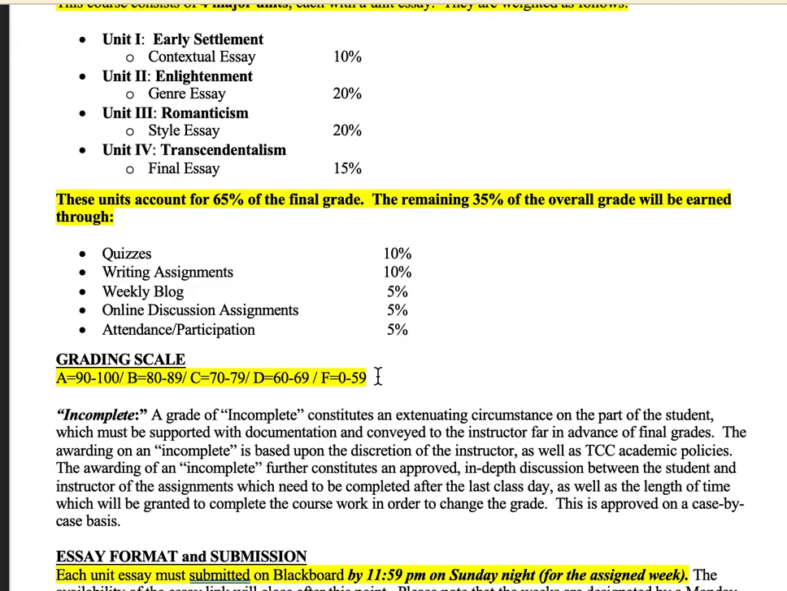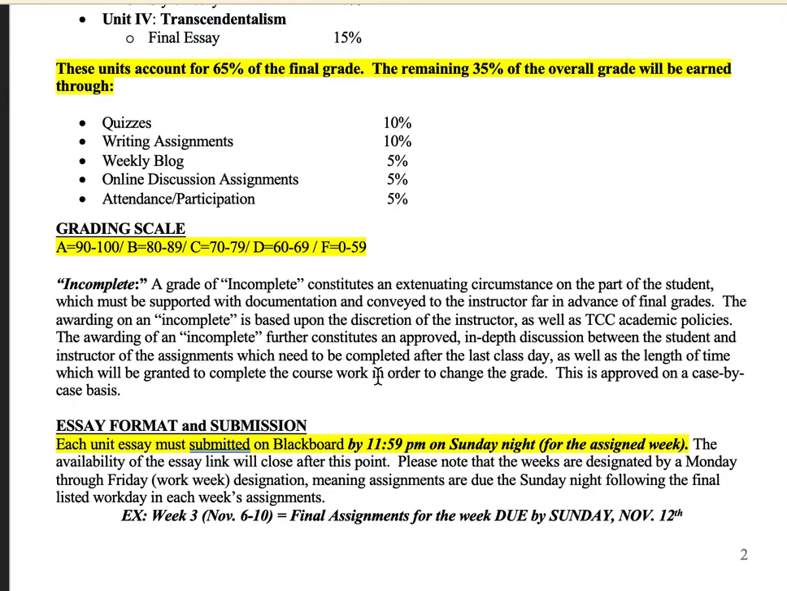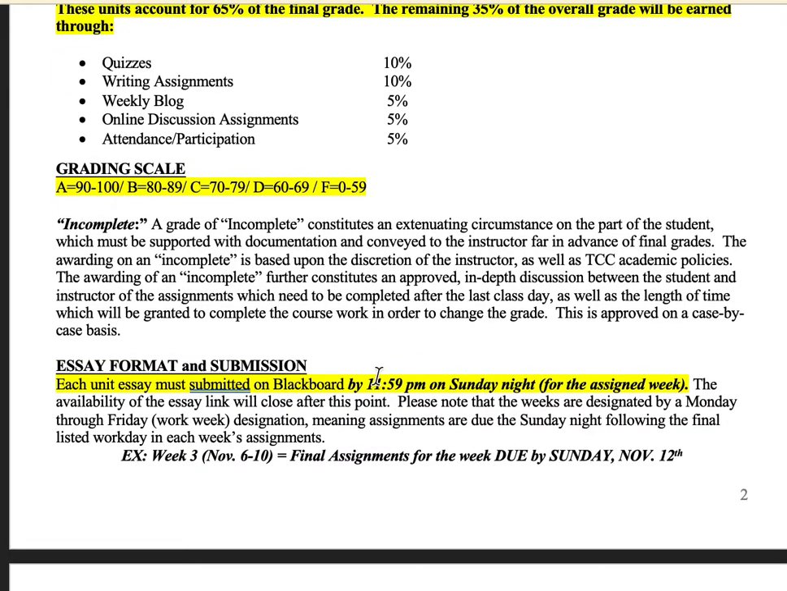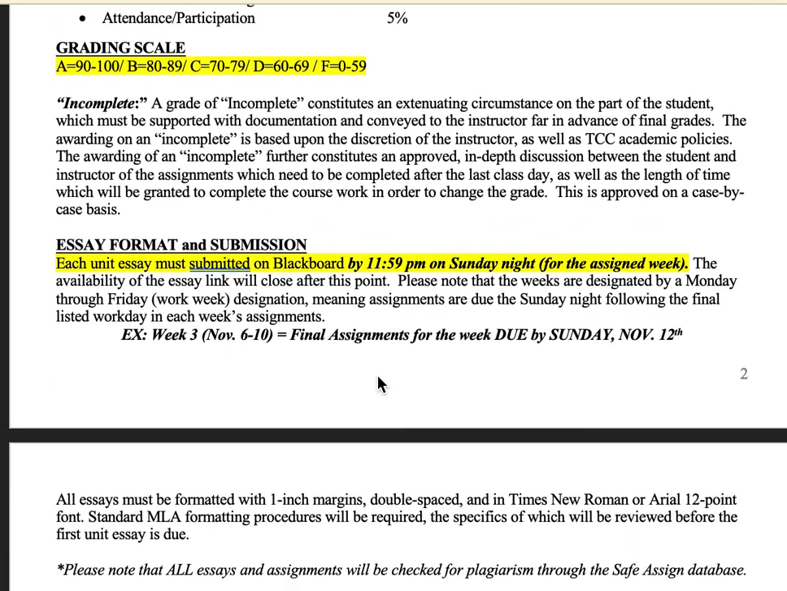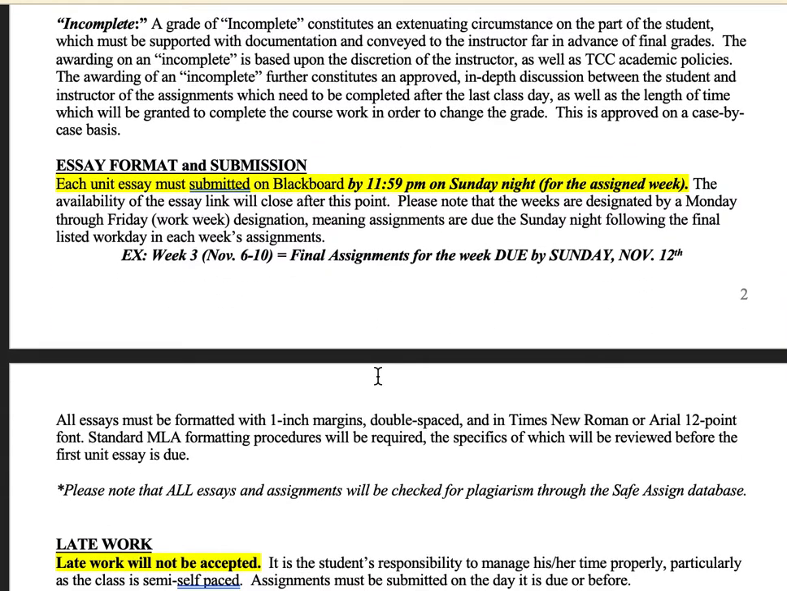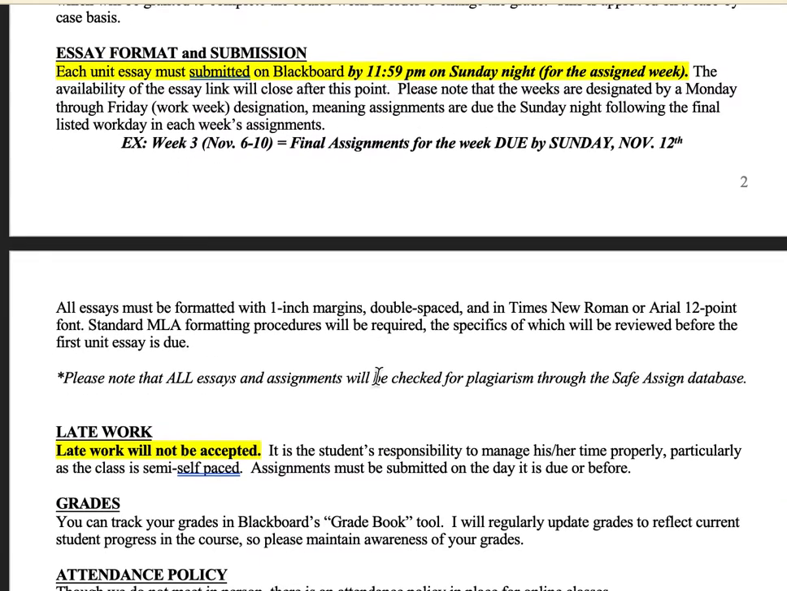The other 35% comes from quizzes, which are 10, writing assignments, which are 10, blogs and discussion boards, which are 5 each, and online participation, which is 5%. Grading scale right there for you guys, pretty clear. Incompletes are pretty rare, but if it's an extenuating circumstance where it absolutely is something that the instructor and the student both agree to, then that's something that we would work on after the end of the course to get you finished. But like I said, it is pretty rare, but if it does need to happen, it absolutely can.